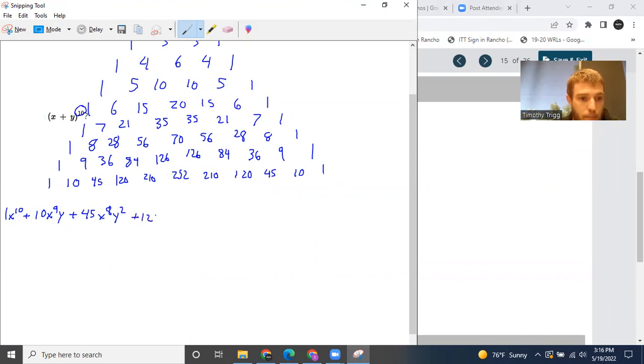Plus 120 x to the 7th. Again, our x powers are decreasing: 10, 9, 8, 7. And our y powers are increasing: no y's, 0 y's, 1, 2, 3. Again, these powers add up to 10. All the way down the line, these powers should add up to 10.